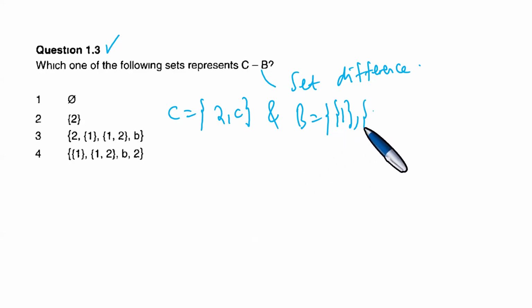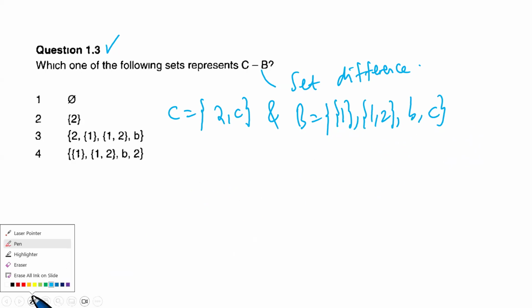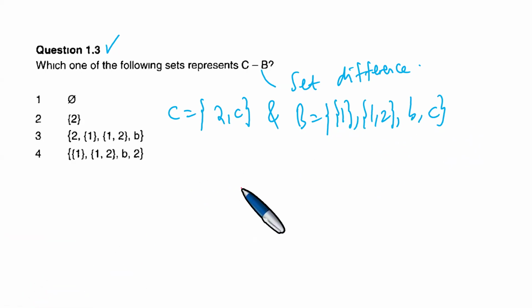1, 2, 1 and 2, B and C are members, or certainly elements, of the set B. The question, therefore, is which one is the correct answer in this case? So what we're going to do is compute the set difference.